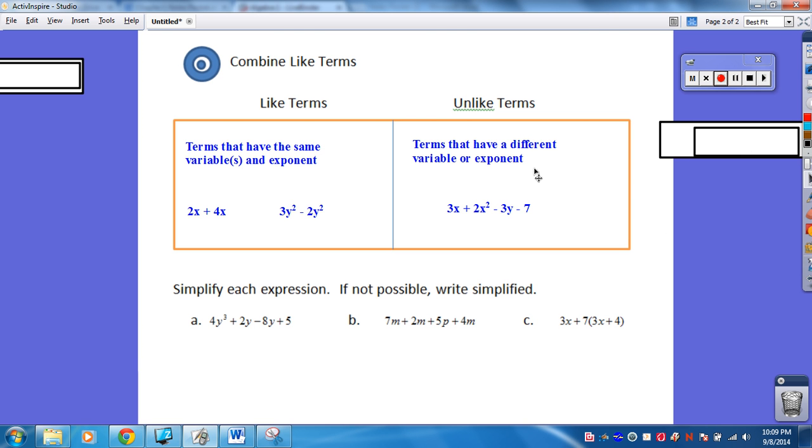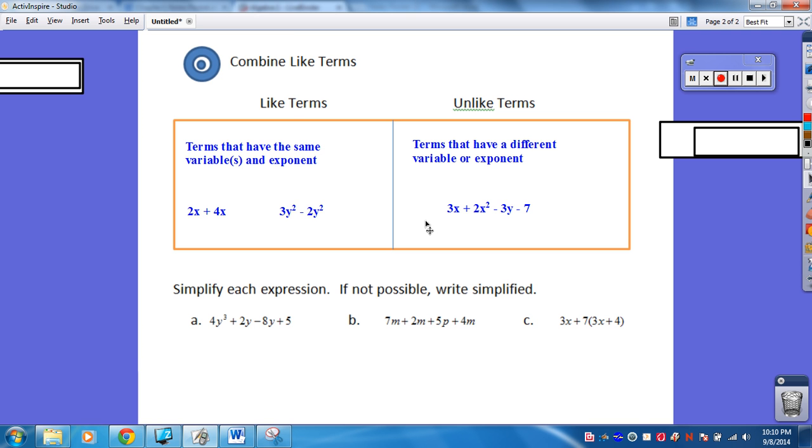This expression right here has 4 terms, and they are all unlike. This first one is 3x. There's no other term that has just an x by itself. This one is x squared. There's no other term that has x raised to the second power. There's no other term with a y at all. And then 7 is just a number, and none of the other terms are just numbers by themselves. They all have variables. So these are unlike terms, and you cannot combine them. There's nothing that can be done to simplify this expression because there are no like terms.